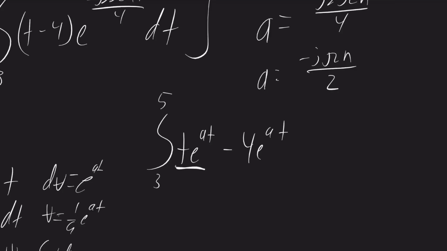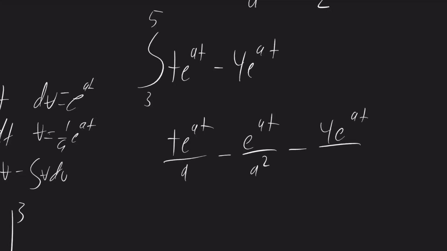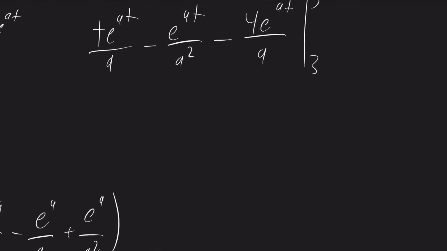We already did the integration by parts for that first part, which we found was te to the at over a minus e to the at over a squared. And for this next part, we can evaluate directly. It'll be minus 4e to the at over a. All that will be bounded between 3 and 5 seconds. I can plug in those bounds.